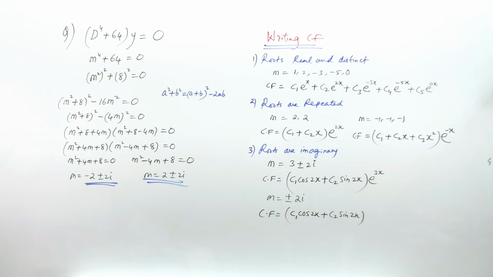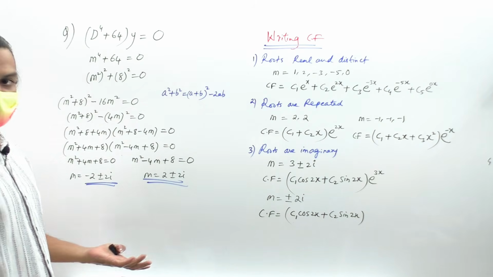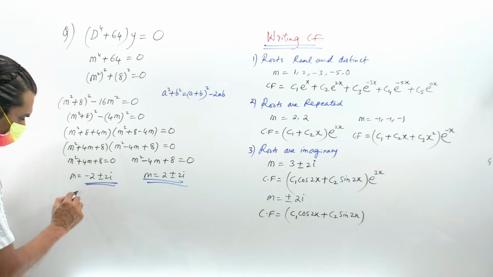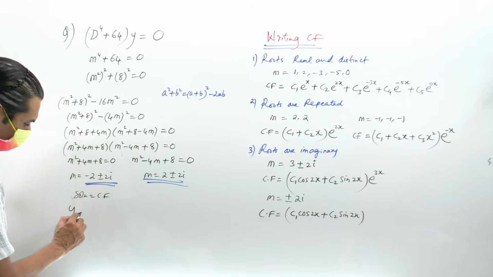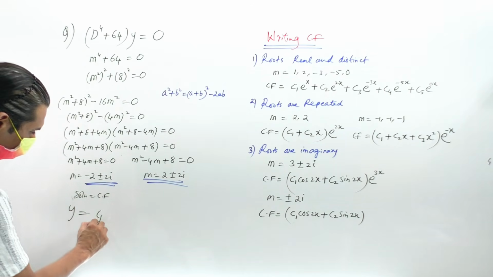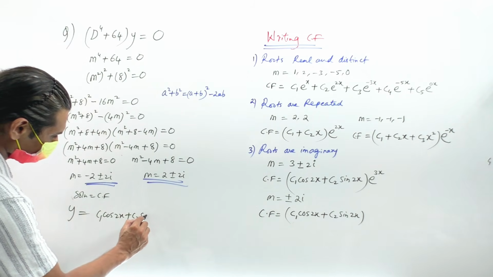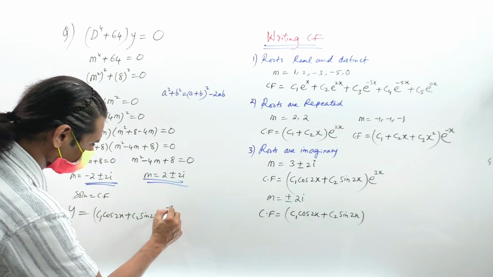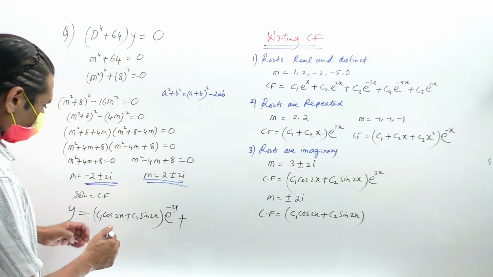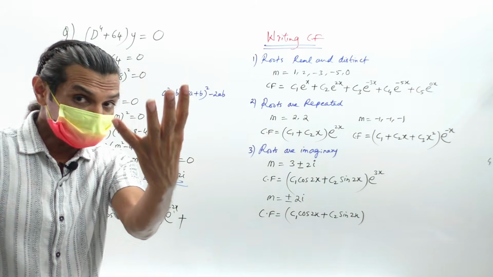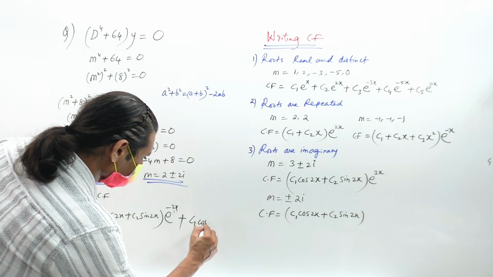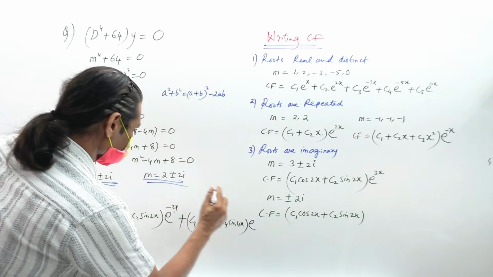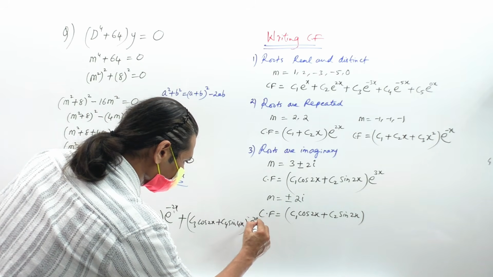Now based on these roots you have to write the CF. These roots are obviously different and they are imaginary, so directly write the solution. The CF is y is equal to (C1 cos of 2x plus C2 sin of 2x) into e raised to minus 2x, and for the other two roots, C3 and C4: (C3 cos of 2x plus C4 sin of 2x) into e raised to 2x. That's the solution.